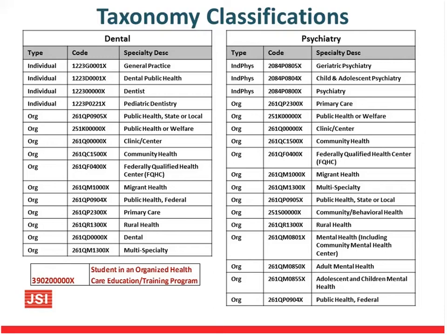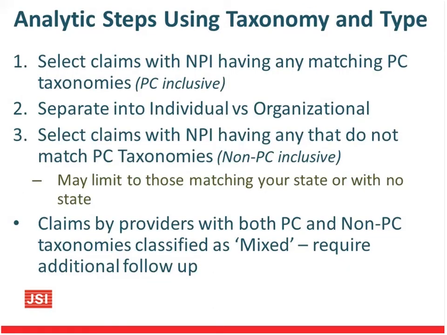So the analytic steps, select, and this is what I do. So again, this is our process of coming to that classification system. I try and create a file that says PC inclusive. So find any provider that has at least one of our primary care taxonomies, and I classify that by individual organization. Then I do a very similar query that looks for claims where they have at least one non-primary care taxonomy, regardless of whether they also have primary care. So I end up with 2 files that I call inclusive because they're including both things I'm looking for and then anyone else that might be mixed in nature.